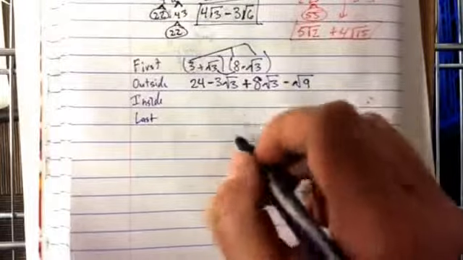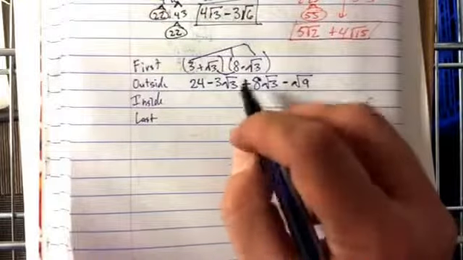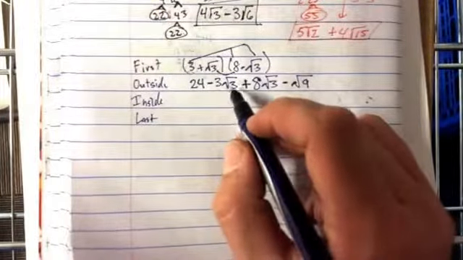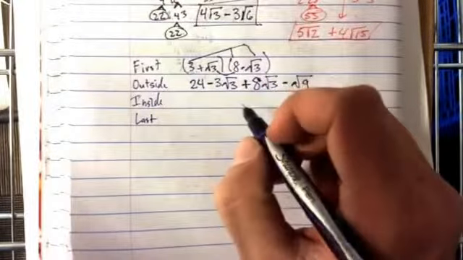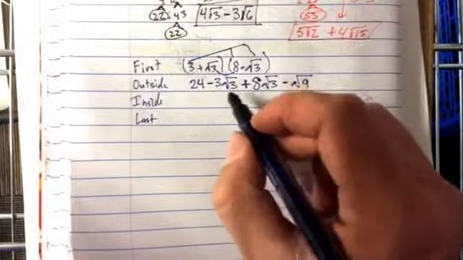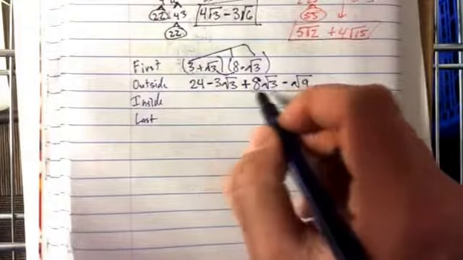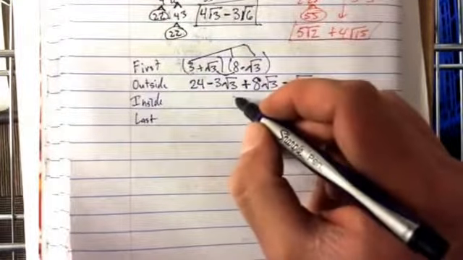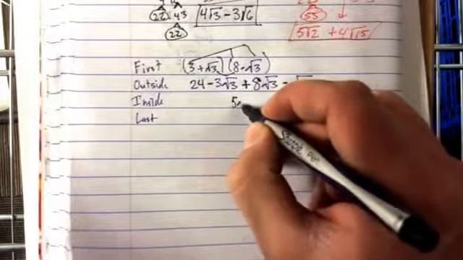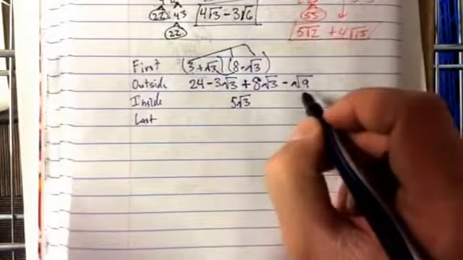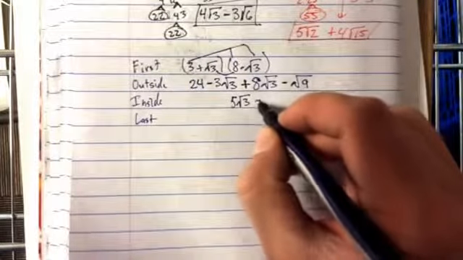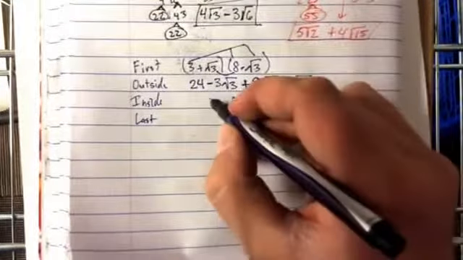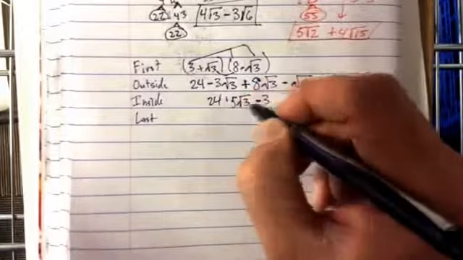So now, the last step comes into play. We need to combine like terms and simplify. Are there like terms? Yep. Where? The middle. So we have negative 3 square root of 3 plus 8 square root of 3, giving us 5 square root of 3. What's the square root of 9? 3. So minus 3. And the 24 comes down.